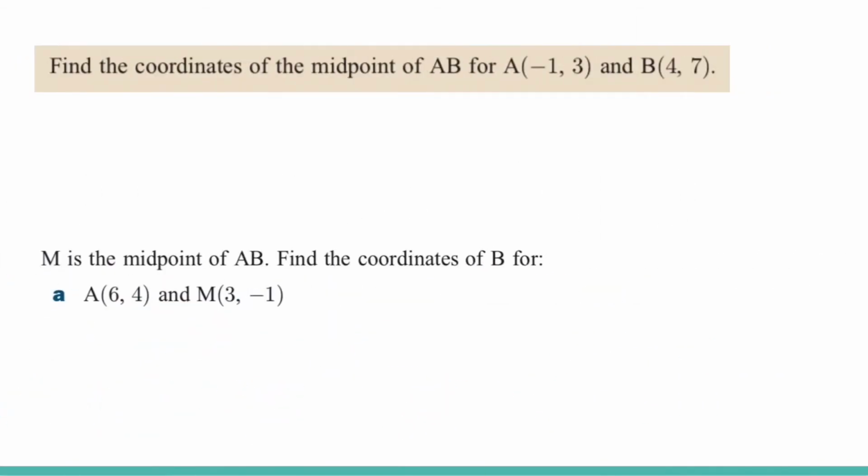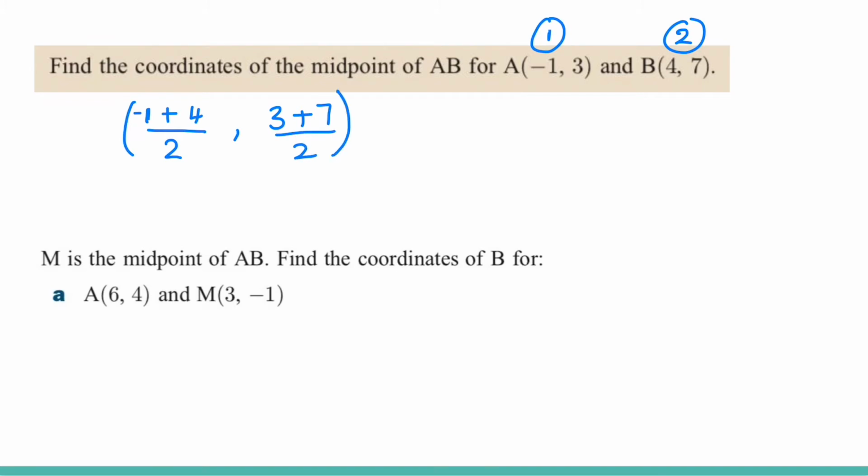So for example, it says find the coordinates of the midpoint for the two coordinates -1, 3 and 4, 7. So we know that we need to add the x coordinates together, so the -1 and the 4. And again, notice that I'm keeping them in the same order. I'm using this one first, this one second. So -1 and 4, and then I've got the 3 and the 7. So I'm just adding them together and dividing by 2.